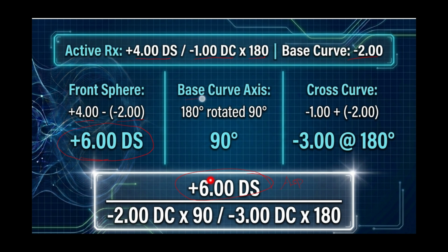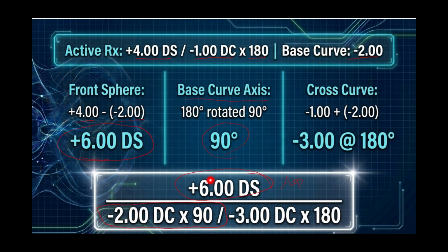Now we know we have to rotate the base curve by 90 degrees. So it is 180 degrees, we rotate it by 90 degrees, and our end result is 90 degrees. So the base curve, half of our denominator, is -2 diopter cylinder at 90 degrees. So that part is achieved.